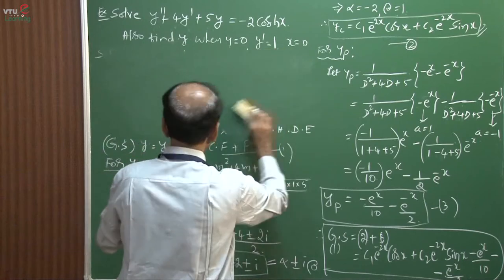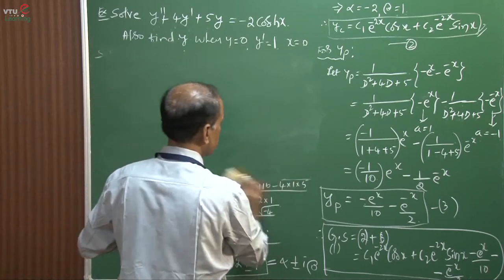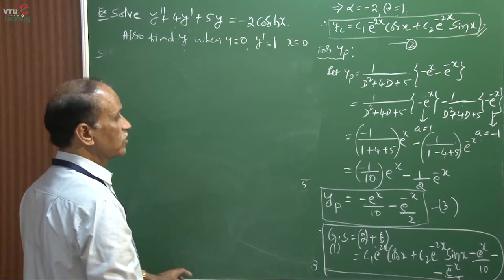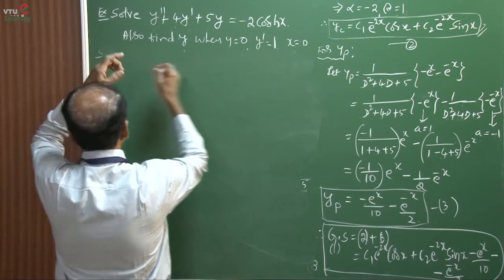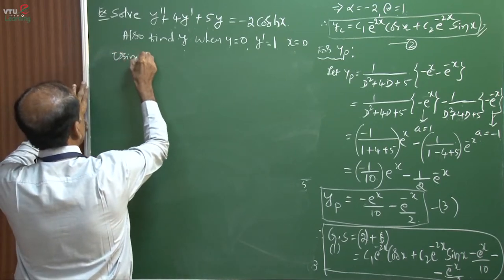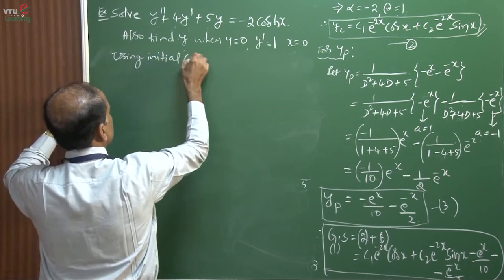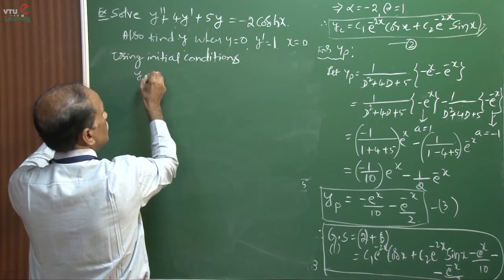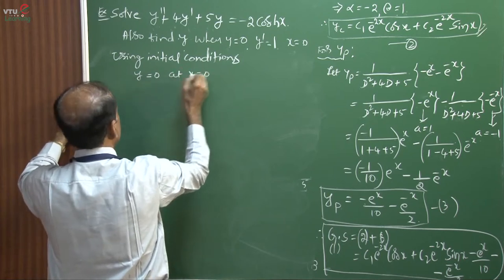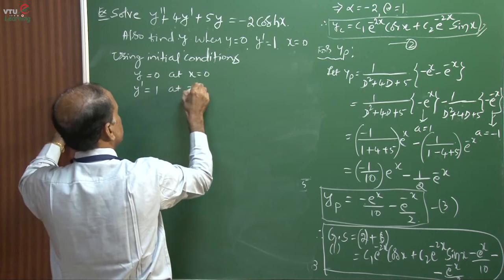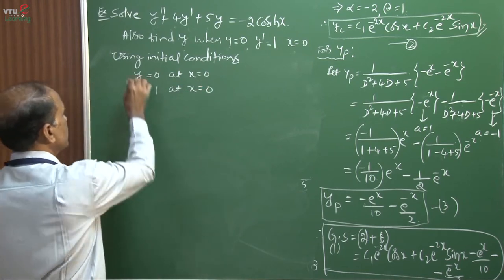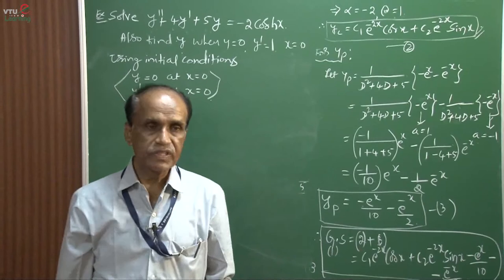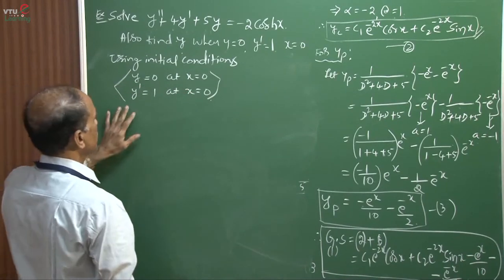To utilize these initial conditions, we have to take the general solution as it is and introduce the conditions at x equal to 0. So using initial conditions, two sets are given, that is y equal to 0 at x equal to 0 and y dash equal to 1 at x equal to 0. These are the initial conditions. Therefore, two sets are there and two arbitrary constants we have, that is C1 and C2. Accordingly, those two constants are to be calculated.